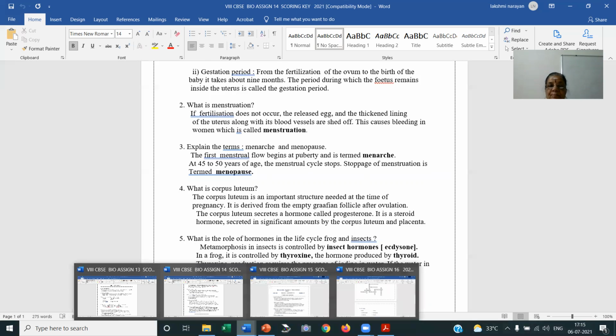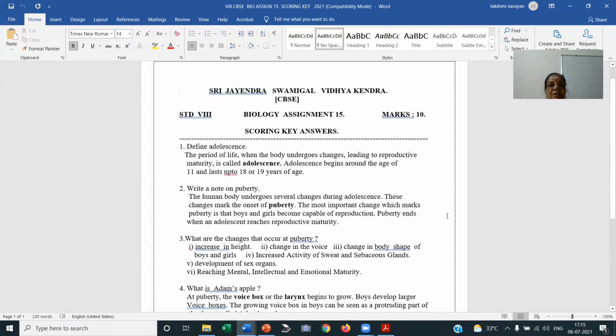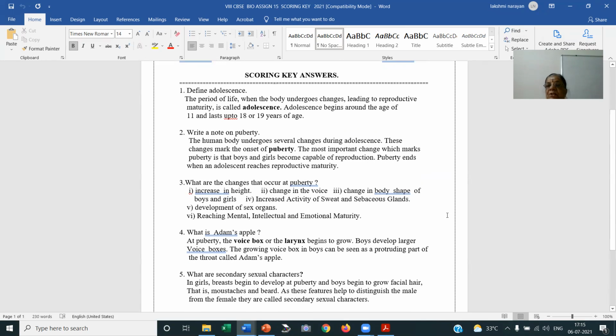I hope you understand. Next we do assignment 15, where we say define adolescence. Adolescence is the period of life when the body undergoes changes leading to reproductive maturity. It begins around the age of 11 and lasts up to 18 or 19 years of age. They are called teenagers. Okay. Then a note on puberty, textbook answer.